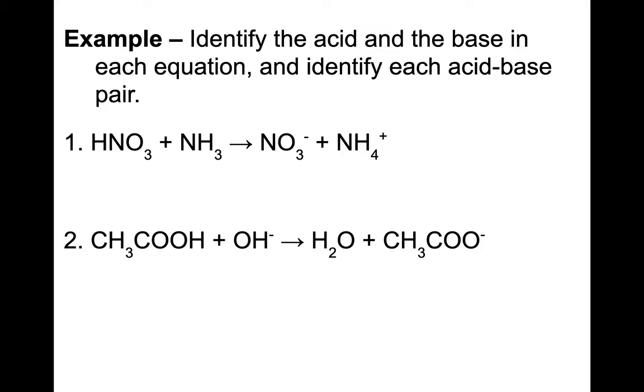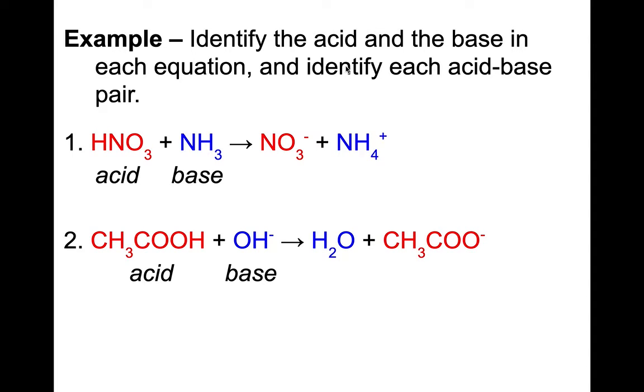Alright, here are two examples for you to try. We want to do two things. We want to first identify which reactant is our acid and which is our base. And secondly, identify each acid-base pair, each conjugate pair. So you can take a couple of minutes, pause if you need, and think about that. And then we'll talk about the answers.